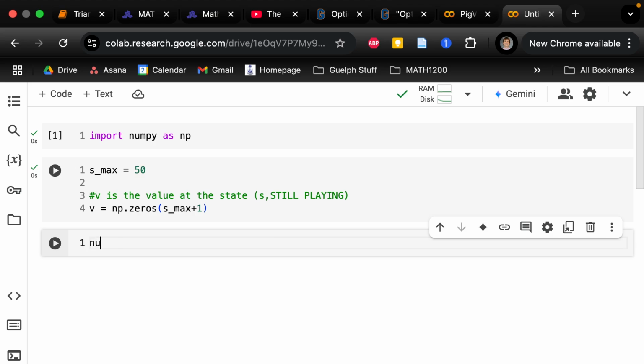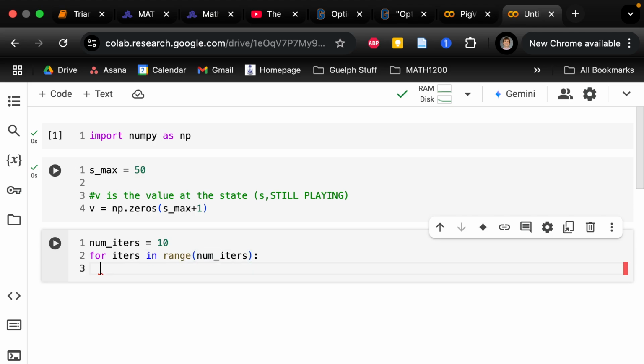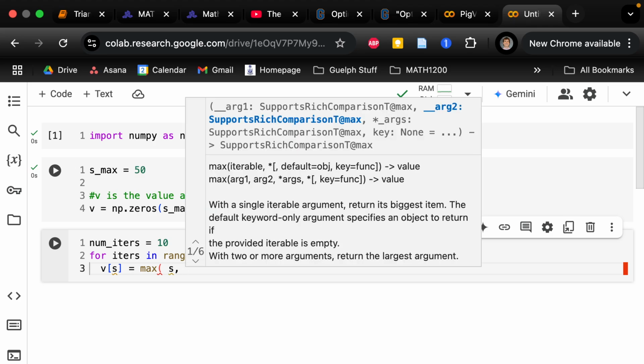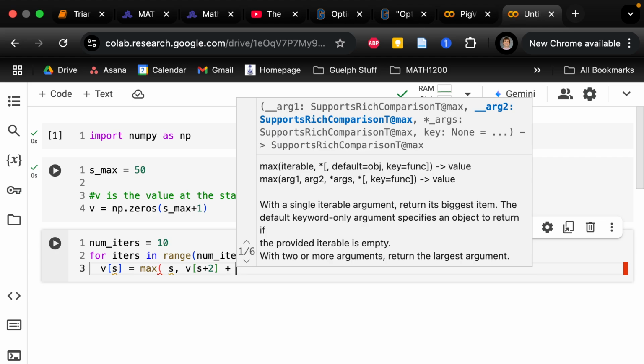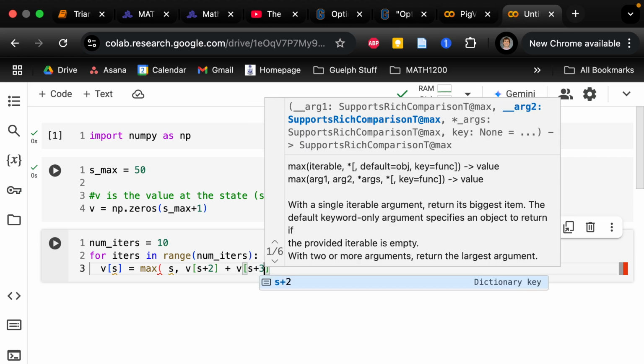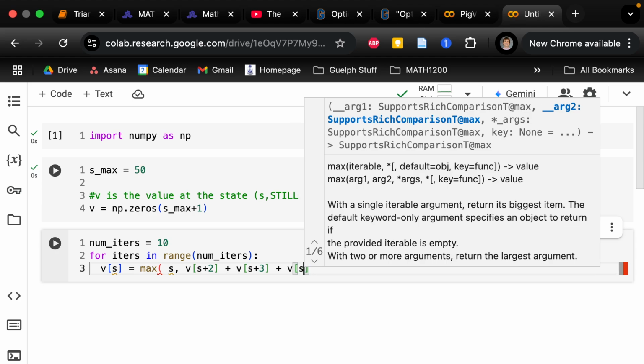And how do I do value iteration? I do some number of iterations, let's say 10, and I will do a for loop, for iters in range num iters. And I'm going to type in the Bellman equation. So I set v to be the value on the other side. And the value is the maximum of s, comma, and I'm going to write these all down: v of s plus 2, plus v of s plus 3, plus v of s plus 4.